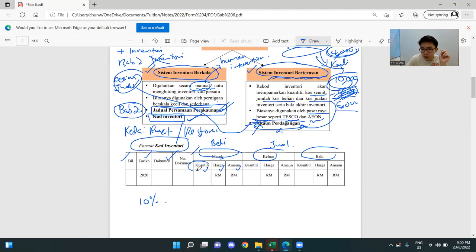So, berapa unit yang kamu beli? So, setiap unit, berapa harga? Is it not? So, you times this one, you times this one, then you get the jumlah amount. Then, same thing for keluar. Berapa unit yang kamu jual, yang keluar? Setiap unit, berapa cost harga dia? And then, the amount. And then this is a baki. Baki means your beli, tolak, jual, then you get your baki. So later we'll see how do we do this thing.